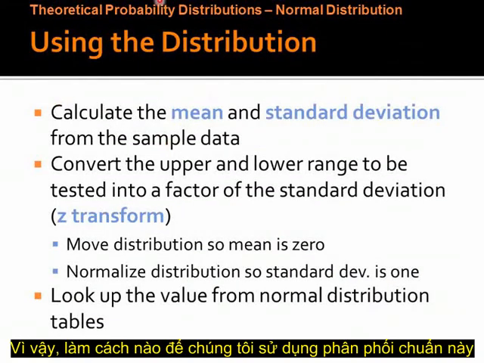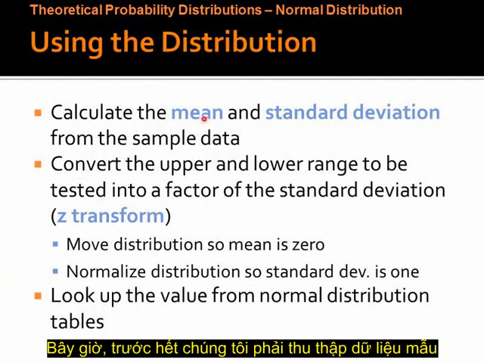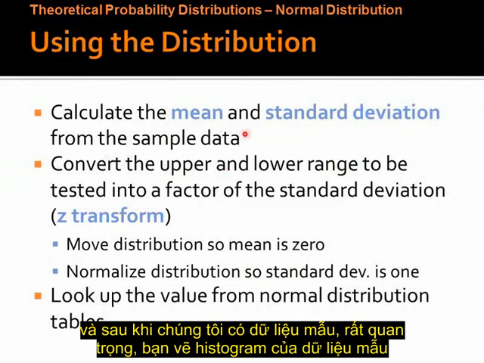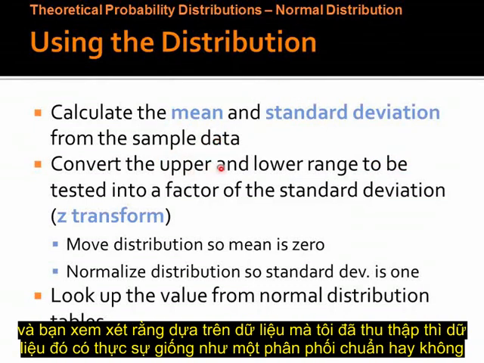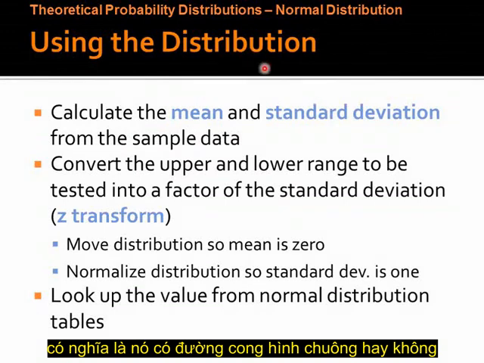So then, how do we use this standard normal distribution? Now first off, we of course collect the sample data, and after we have the sample data, very important, you plot the histogram of your sample data and you look at your data. You say, based on the data that I've collected, does it actually look like a normal distribution? Meaning, does it have that bell-shaped curve?